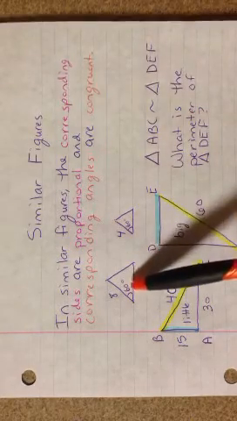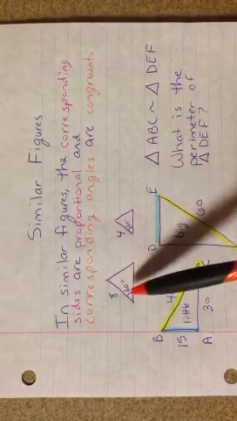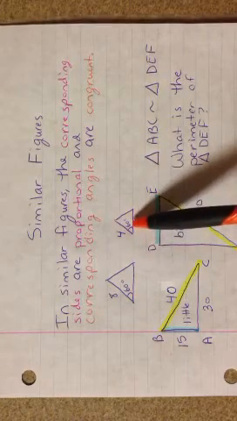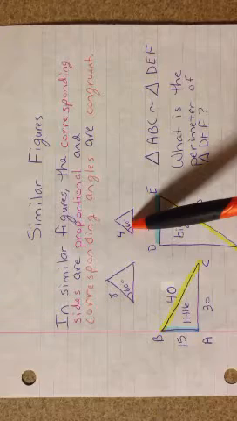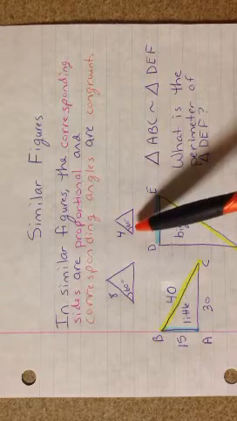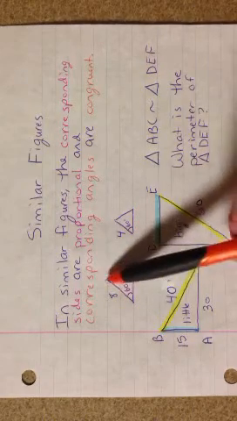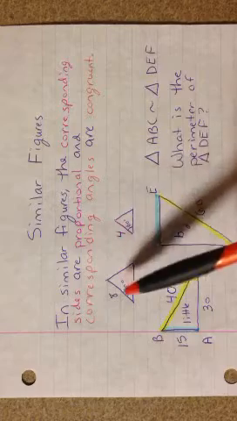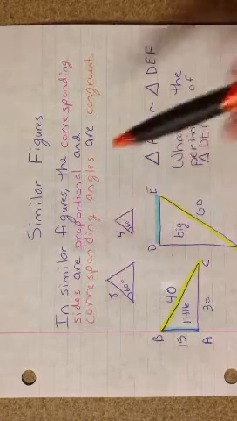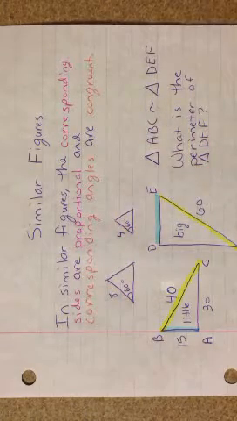Okay, the angles are congruent. That means they have the same measure, the corresponding angle. So if this is 60, this is 60 because they correspond. They're in the same spot on the similar figure. The sides are proportional, so the corresponding sides share that proportional relationship.